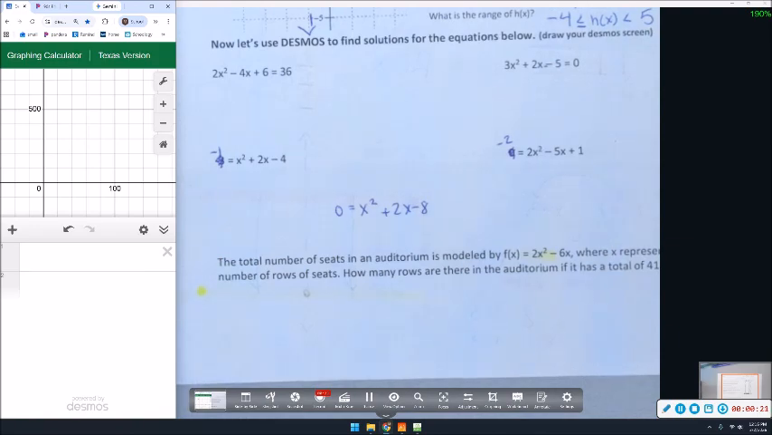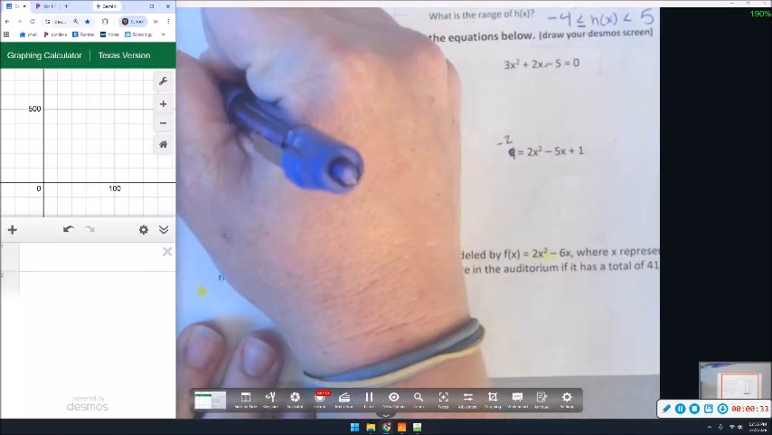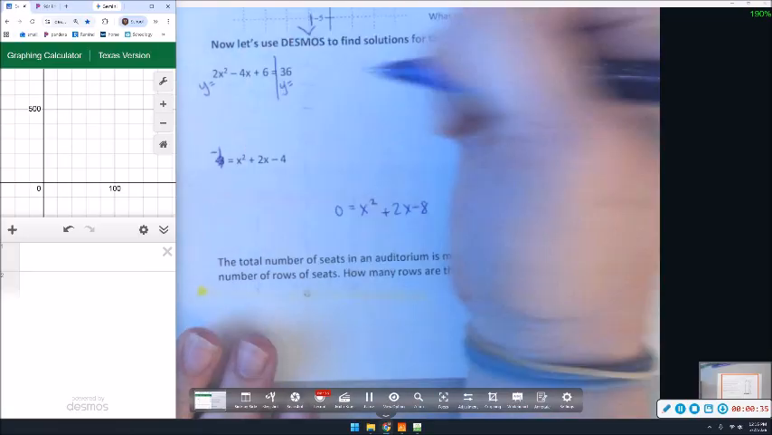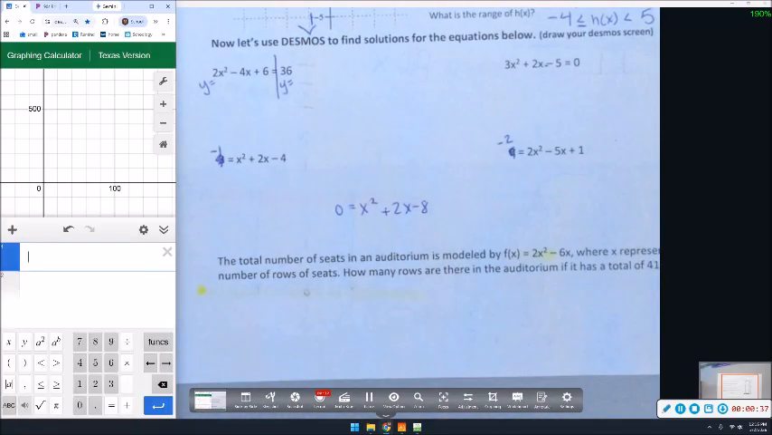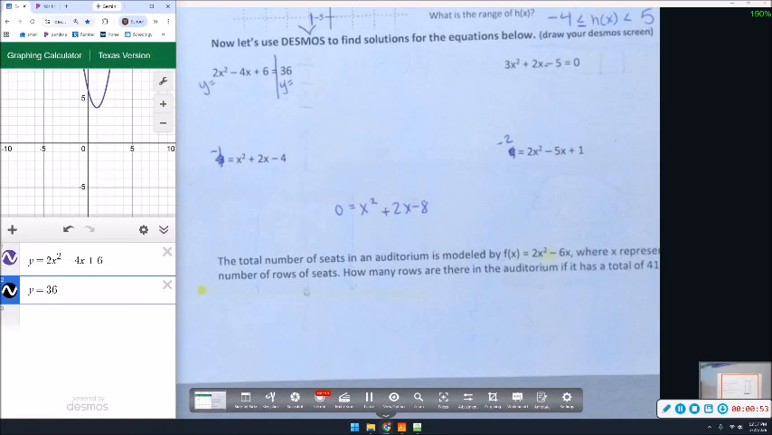Now, these are telling you to solve using the calculator. And the way you're going to do these is you're going to type both sides of the equation in the calculator, y equals both sides. So y equals 2x squared minus 4x plus 6. And then in the next line, I'm going to type y equals 36. And it's the same concept. We're looking for where they touch.